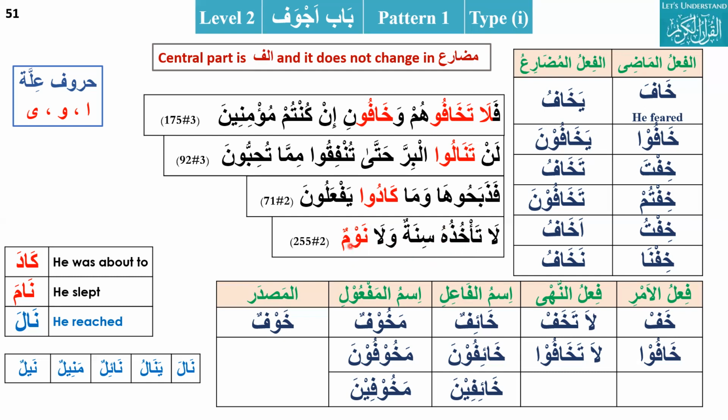So naum is what? Naum is masdar. Chapter Bab Ajwaf, level 2. Which case? It is the case of khafa yakhafu, like nama yanamu. Alif remains alif. Can you please combine the translation? Slumber does not take him, and nor sleep. Neither slumber nor sleep will overtake him. La ta'khudhu sinatun wa la naum.